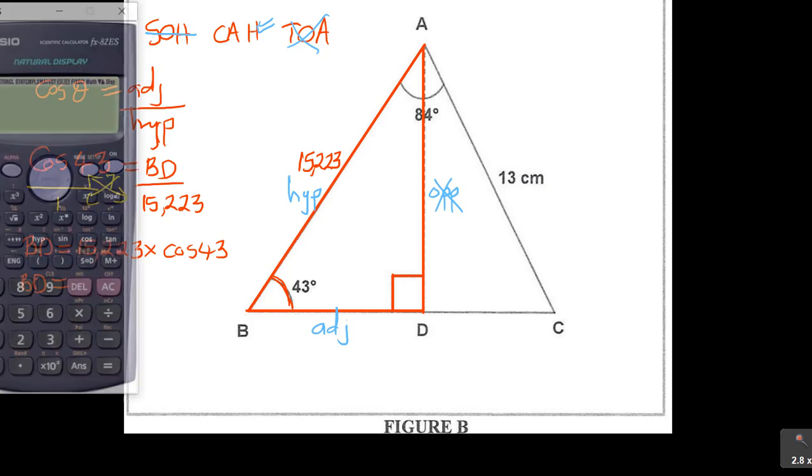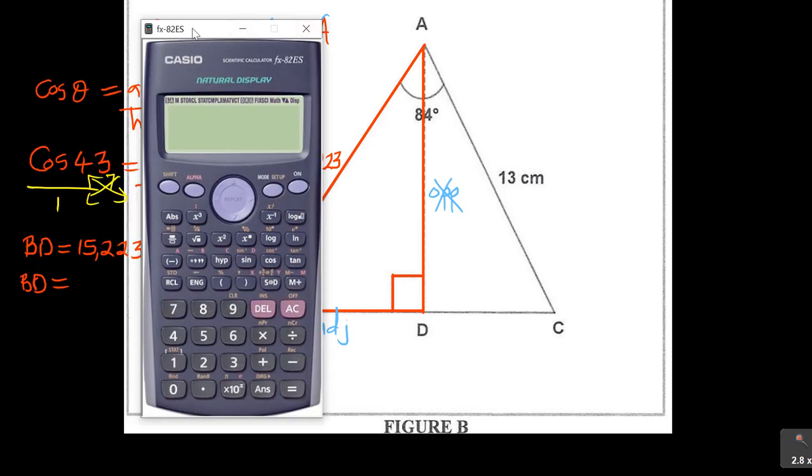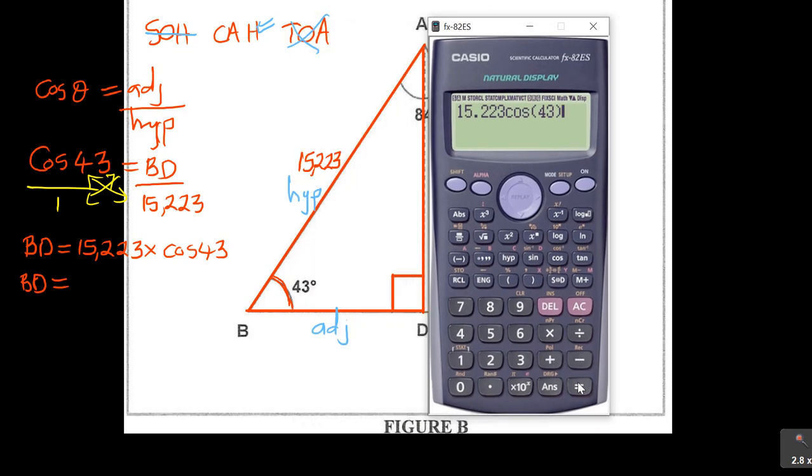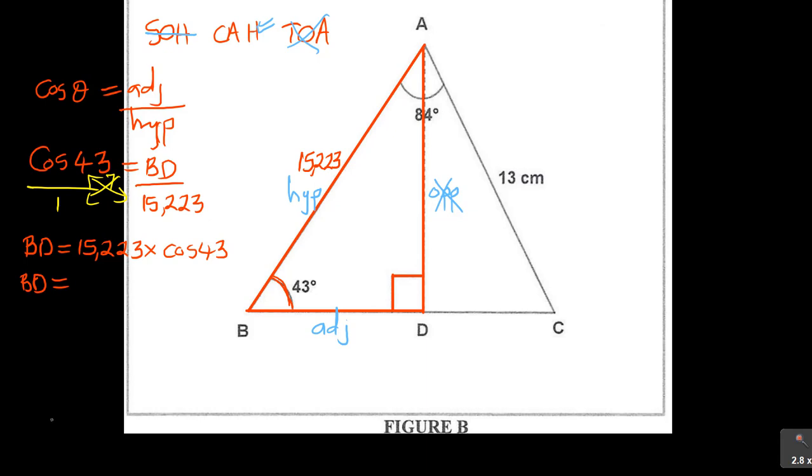Remember, the units must be in centimeters. So you're going to have 15.223 cos 43 in this case, and then that is that. Remember to round off to 3 decimal places. You say shift setup, there is 6 for fix, and then you say 3 decimal places, which is 11.133. As I said, the units are in centimeters.